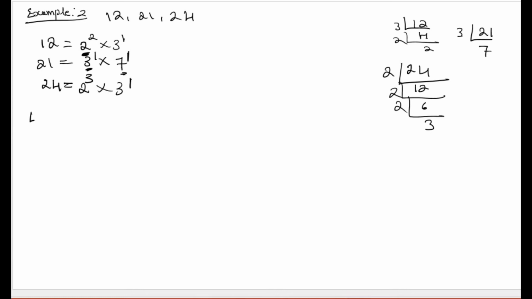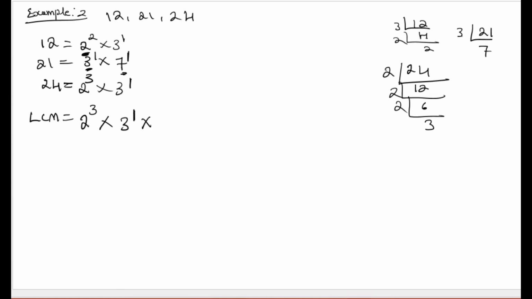Okay, LCM is nothing but the product of the highest power of all the factors. First check the factor 2. Which one has the highest power? 2 cube, right? Into, what's the next factor? 3. 3 to the power highest, how much is there? Only 1 is there, right? So 3 to the power 1.